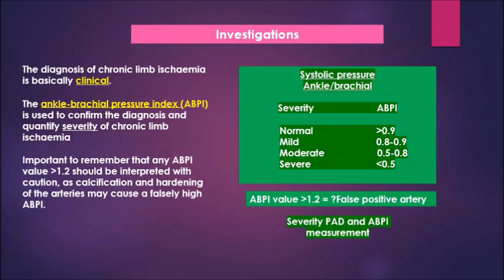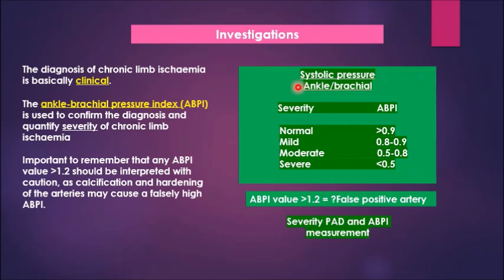Now, what are the investigations that are required for these patients with chronic limb ischemia? The diagnosis of chronic limb ischemia is basically clinical. I must remember this, but sometimes certain tests have to be done in order to confirm and establish the severity of the disease. The most important examination that can be done is the systolic pressure ankle brachial pressure index, ABPI, which is the ratio of the systolic pressure at the ankle to the systolic pressure at the brachial artery in the elbow.